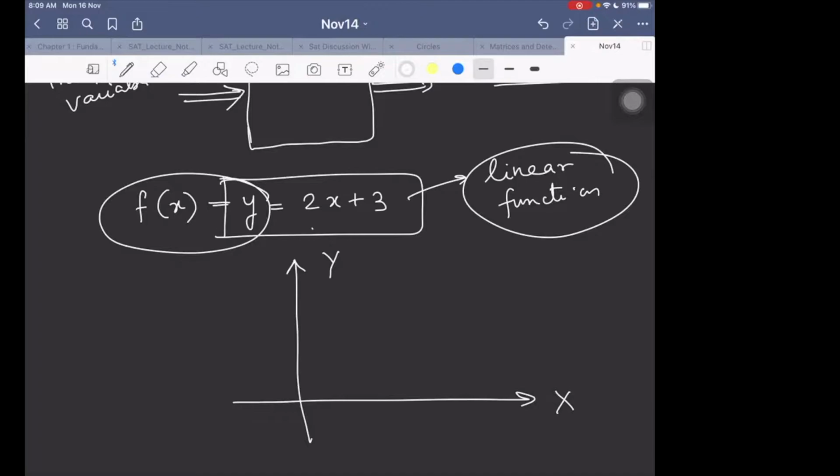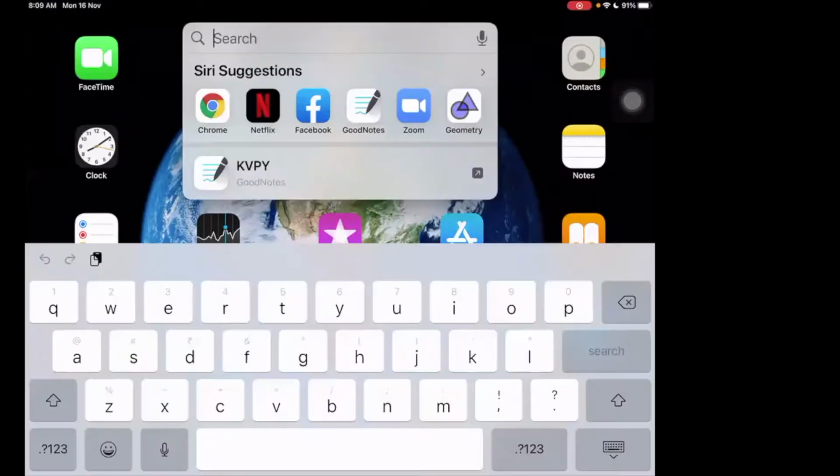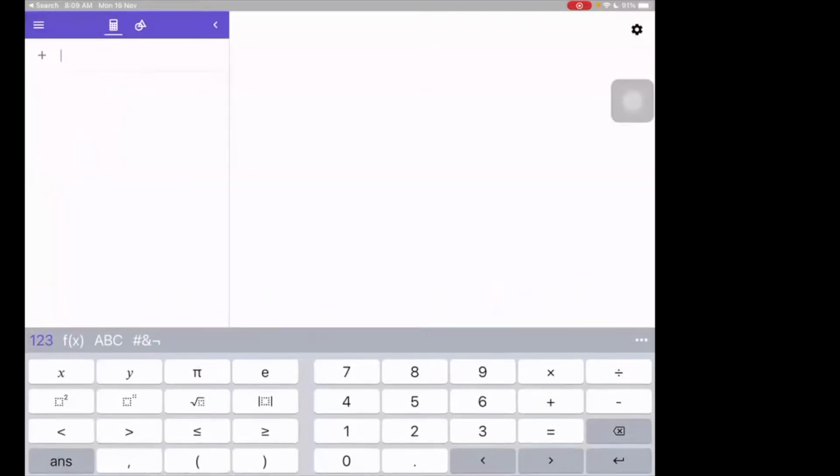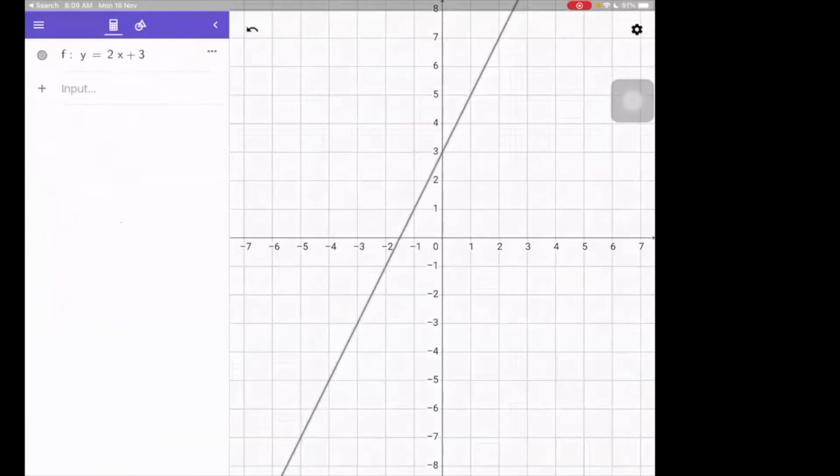You can take your graphing calculator or pick up a graphing software and plot y is equal to 2x plus 3. This is going to give you a straight line. That's cool, right? You're familiar with this idea.